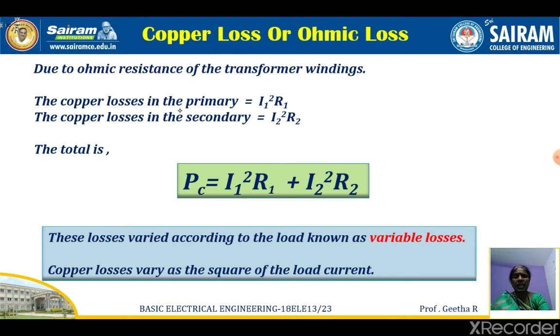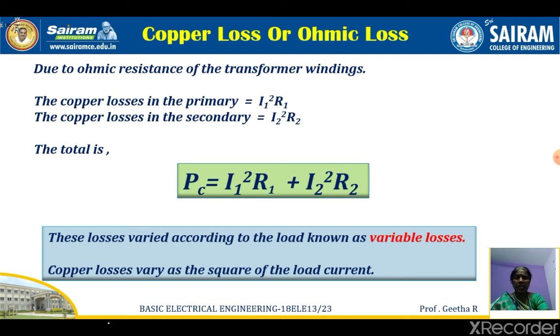The copper loss in the primary, where the primary current is I1, is I1 squared into R1. The copper loss in the secondary is I2 squared into R2. I2 is the secondary current. So the total copper loss or total ohmic loss is Pc equal to I1 squared R1 plus I2 squared R2. The copper loss is due to the ohmic resistance of the transformer winding.